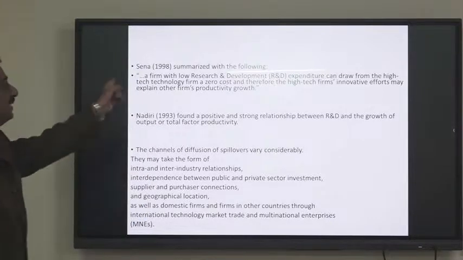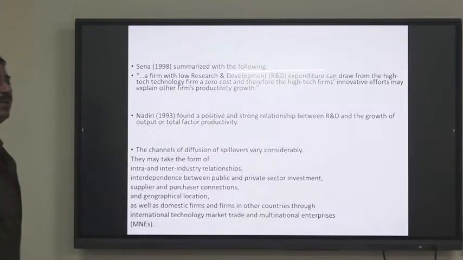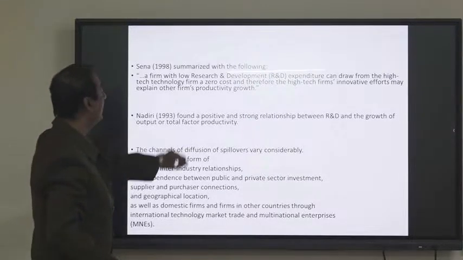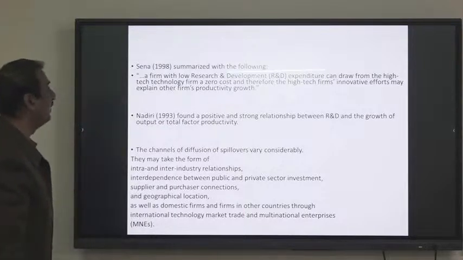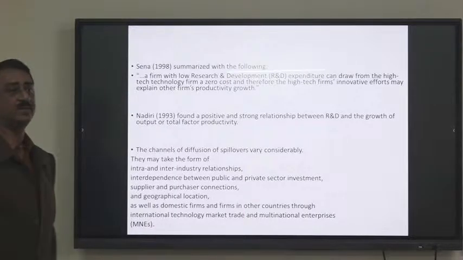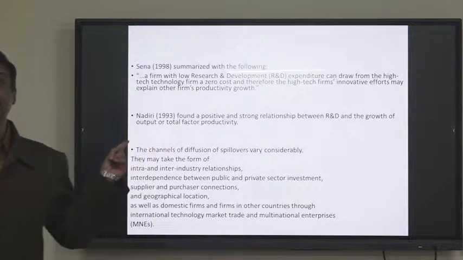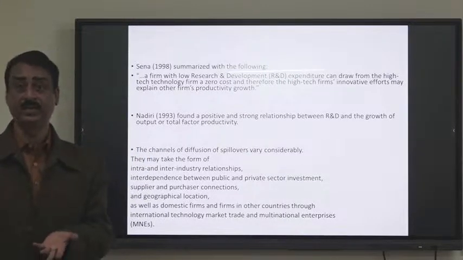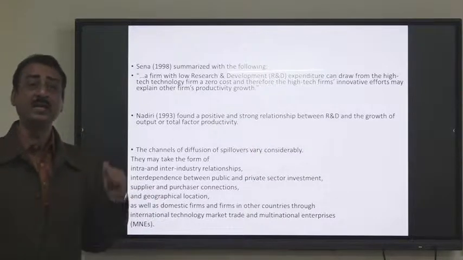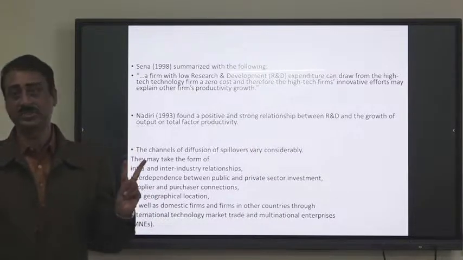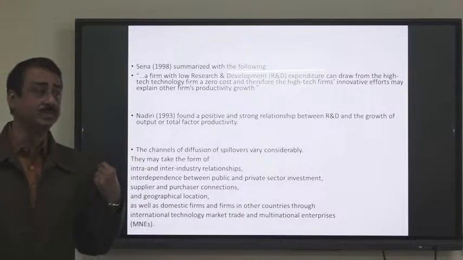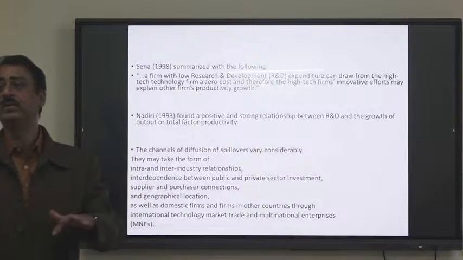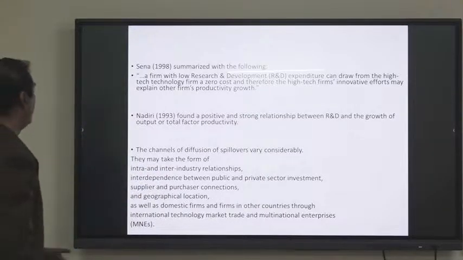So a similar thing is being followed now in the name of research and development. There is another stalwart, Naveri, who found a positive and strong relationship between R&D and the growth of output or total factor productivity. Of course, he analyzed data from the developed countries, where research and development data is more authentic, unlike our data set. And he could show that there is actually a positive association. If a company is able to contribute significantly to research and development expenditure, it will definitely contribute to growth and total factor productivity.